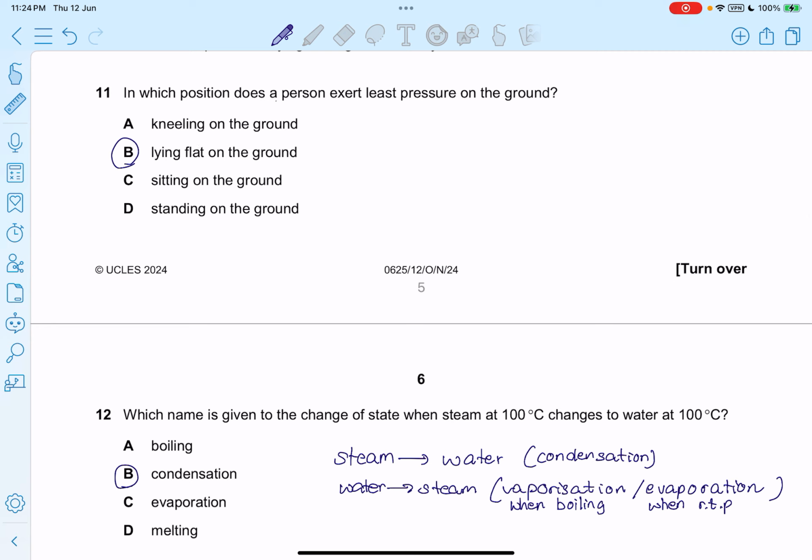11, in which position does a person exert least pressure on the ground? Okay, so pressure is force over area. So if the area is the largest, then the pressure should be the least. Kneeling on the ground, lying flat on the ground, sitting on the ground, standing on the ground. In all of these options, lying flat gives the most area, so it should be B. So 11 is B.